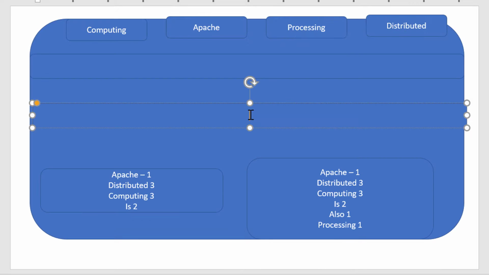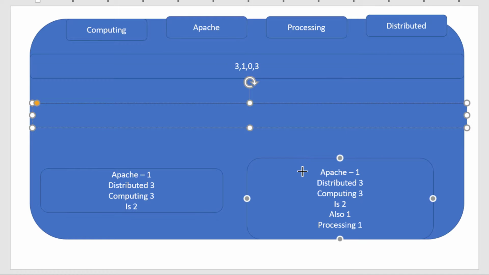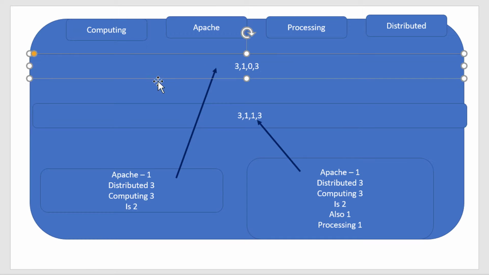Let me represent this in vector form. I have computing as 3 and Apache as 1, processing is 0 and distributed as 3. The second tweet I'll represent as computing 3 times, Apache once, processing 1, and distributed thrice. So I have represented the first tweet in a vector form for each of these words. I don't have the processing word in the first tweet, so I represent that as 0, and I have all the other words.